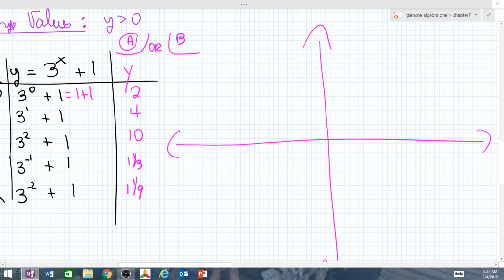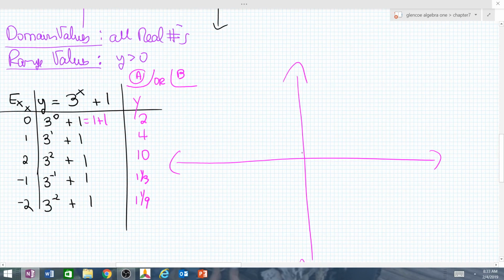Zero, 2. So now you're going to see one where the y-intercept is not 1, but in this case the y-intercept is going to be what, guys? Good job. 1, 4, 2, 10, -1, 1 1/3, so that should be right there. And this one is going to be 1 1/9, a little bit lower.